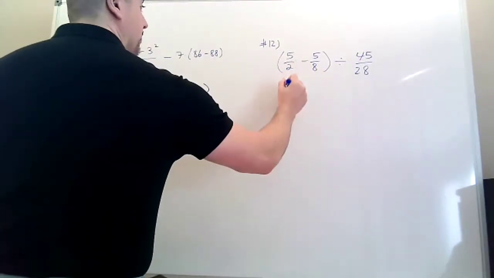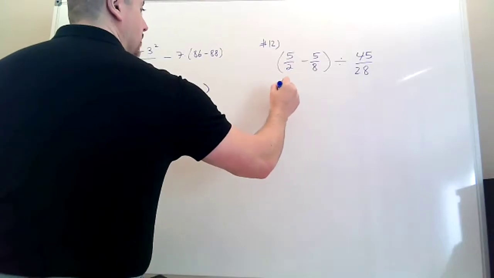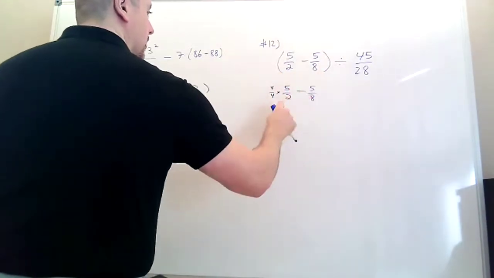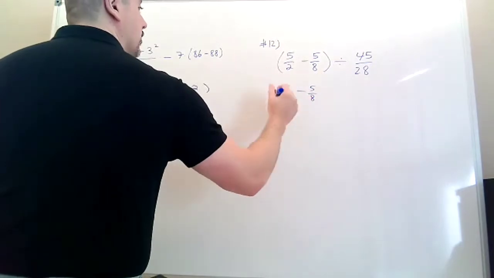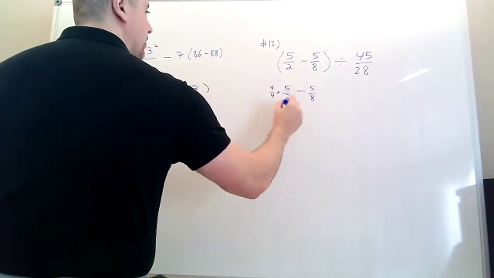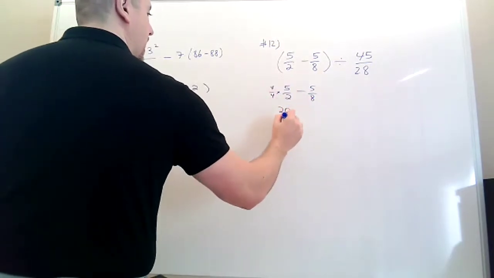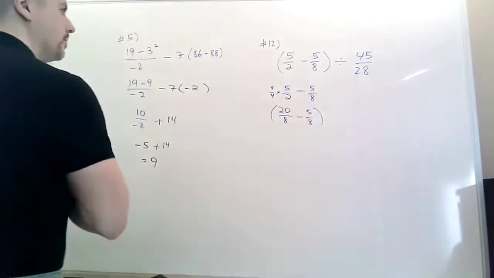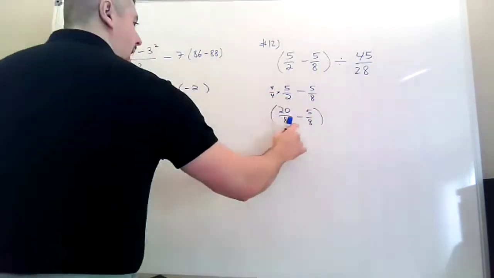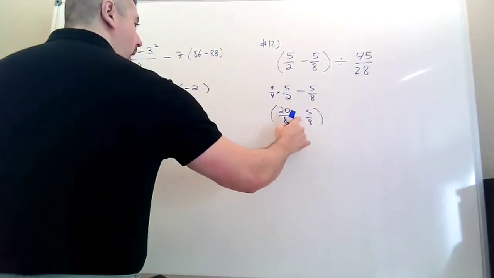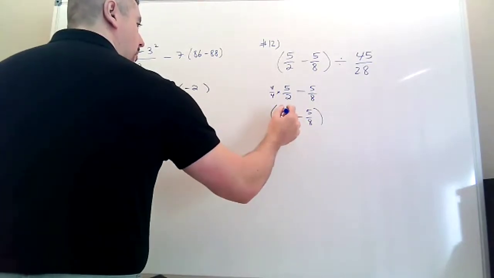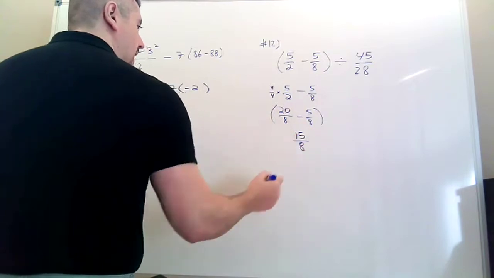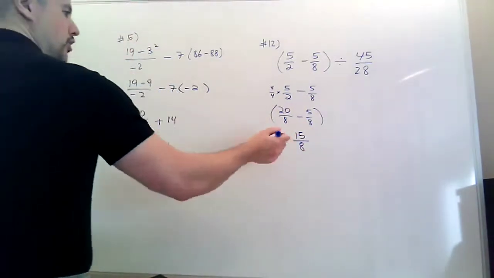That's not the LCD. So I need to multiply this one by 4. Why? Because 4 times 2 makes 8. So on the top, you get 20, right? 4 times 5. And on the bottom, you get 8. This is all still in parentheses, right? Now that I made the bottoms the same, now I can subtract them. On the top, I get 20 minus 5, which is 15, and you keep the bottom the same. You don't do 8 minus 8. What are you going to do? Put 0 on the bottom.